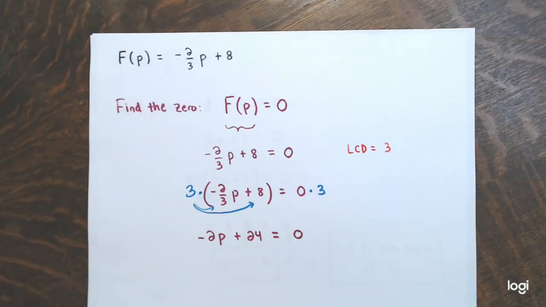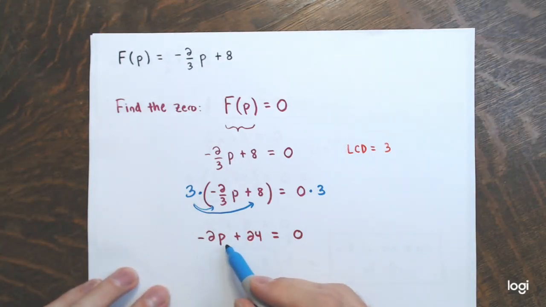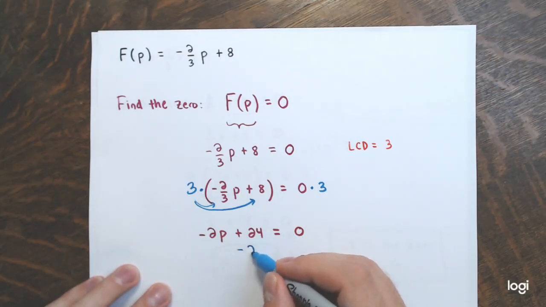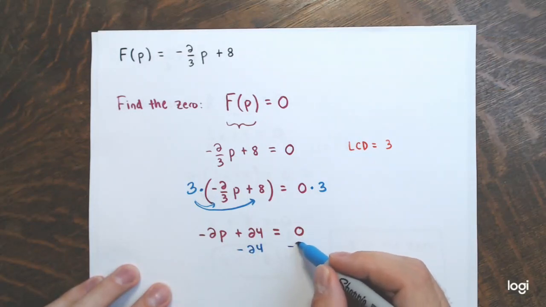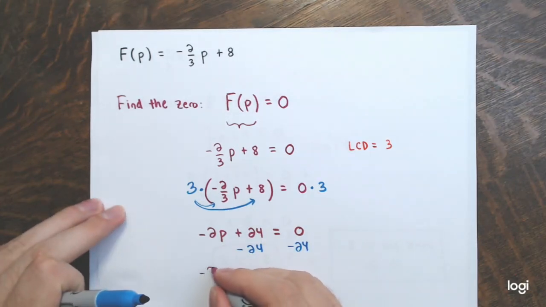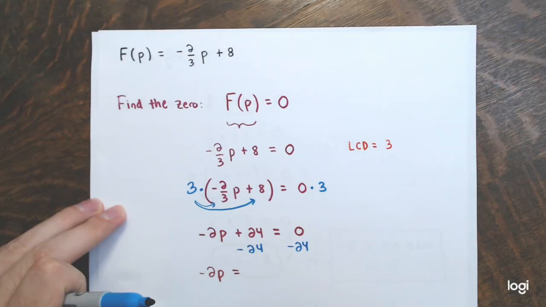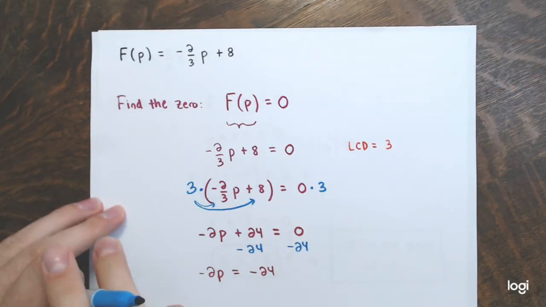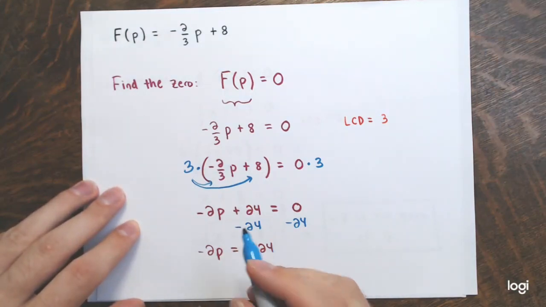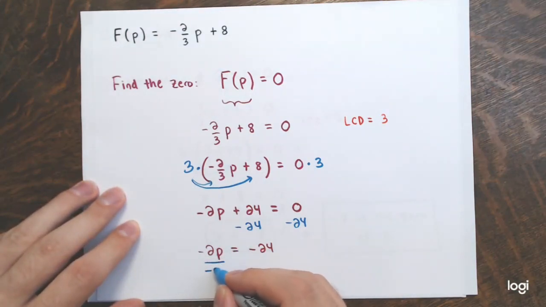Then I would get all the terms with the variable on one side, terms without the variable on the other. So just take away this 24 term here, subtract 24 from both sides, giving me negative 2p on the left equals negative 24 on the right. And then to get p alone, I would multiply both sides by negative 1/2, or same thing as dividing by negative 2.